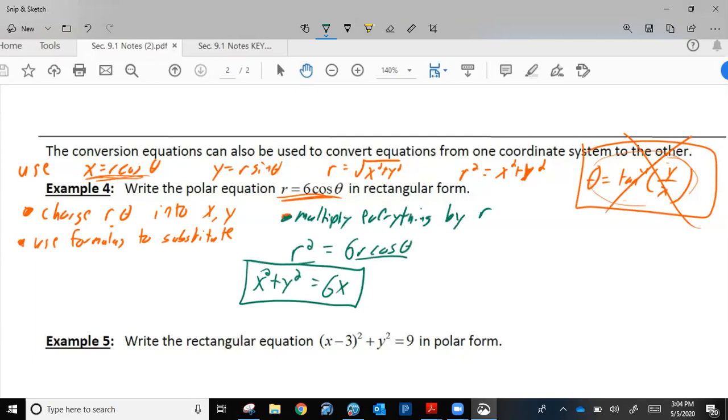And we're good. As long as r and theta are no longer part of the problem, it's just x and y, we're in good shape. Done. That's the rectangular equivalent.